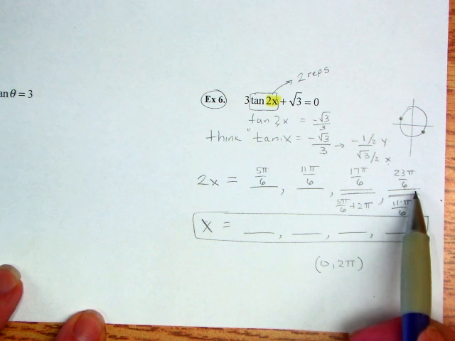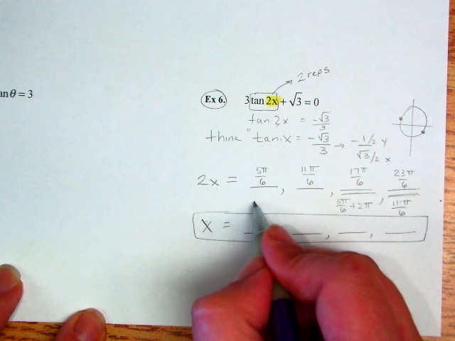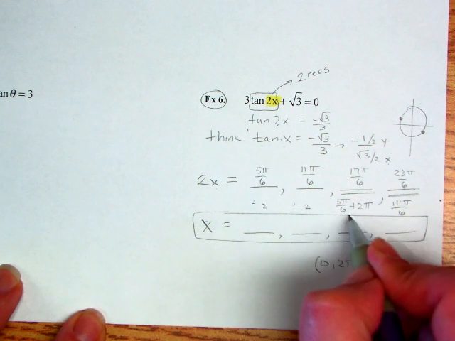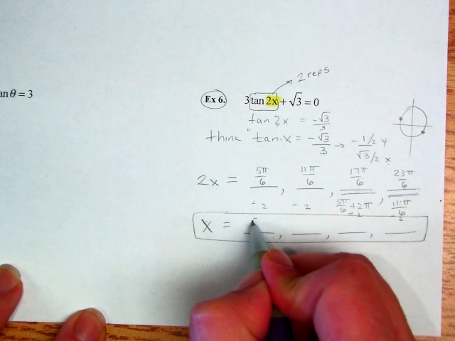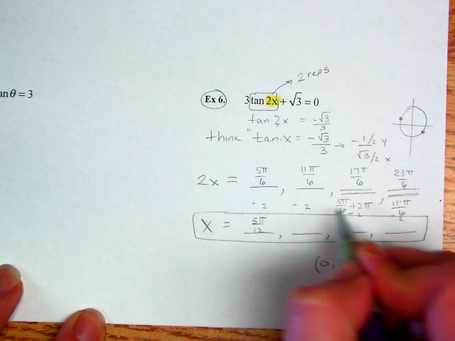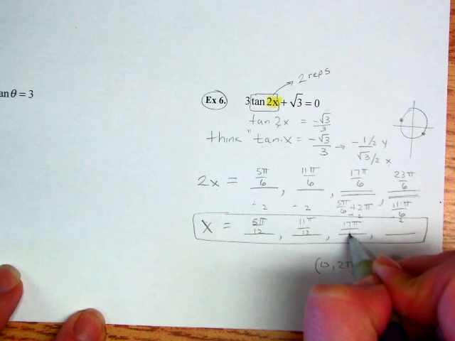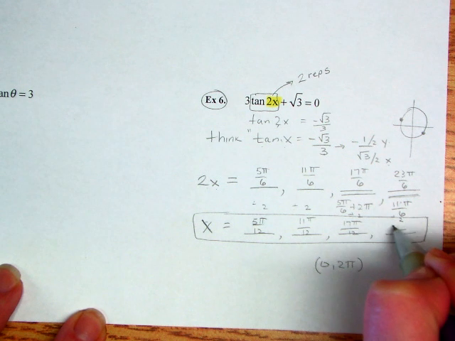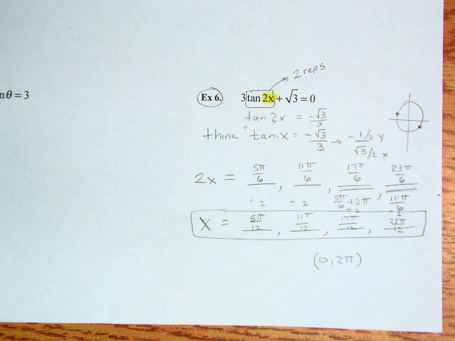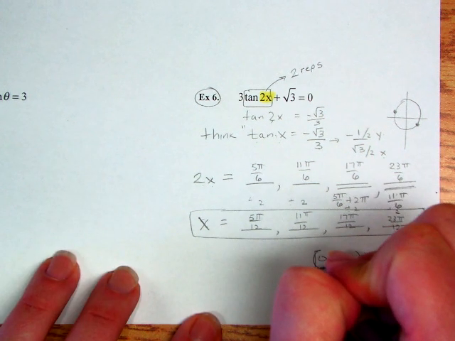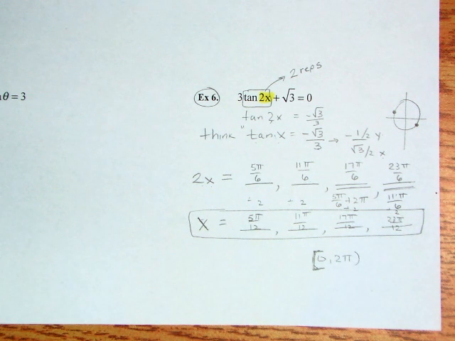So we're then going to solve the equation of 2x set equal to each one of these. In other words, I'm going to divide by 2, divide by 2, divide by 2, and divide by 2. When I divide by 2, I get 5 pi over 12, 11 pi over 12, 17 pi over 12, and 23 pi over 12. All of these, if you converted them to decimals, would be less than 2. This is a bracket. These are my final answers of x.